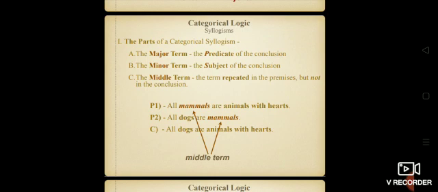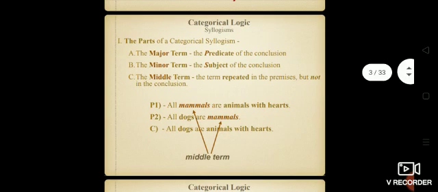So A, the major term, is the predicate of the conclusion. B, the minor term, is the subject of the conclusion. And C is the middle term, the term repeated in the premises but not in the conclusion. In the two premises, the repeated term is mammals, but it won't be repeated in the conclusion. So the repeated one will be cancelled, and the conclusion will take the predicate from the major and the subject from the minor.